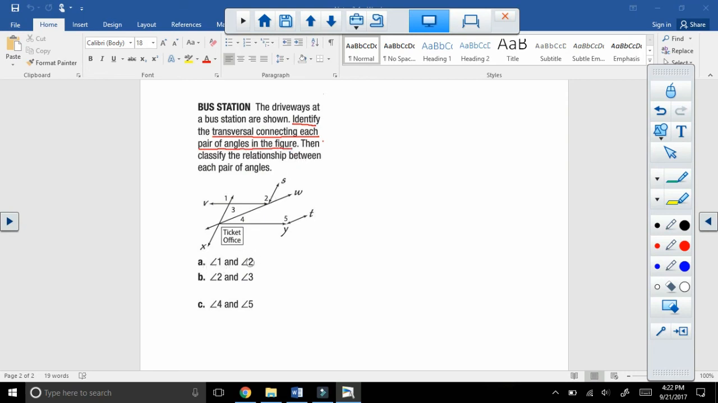So when I'm looking at example A, where I have angle 1 and angle 2, the transversal is going to be the line that cuts through both of those. So the transversal in this case is line V. And then it might help you if you want to extend that out to see what type of angles these are. These are on the same side of that transversal, but one's on the exterior, one's on the interior. So these are called corresponding angles.